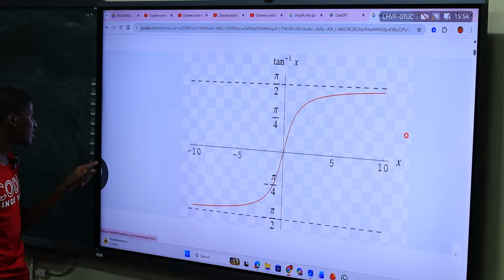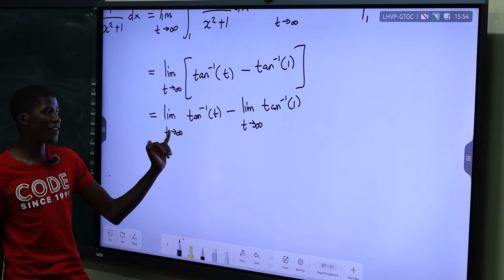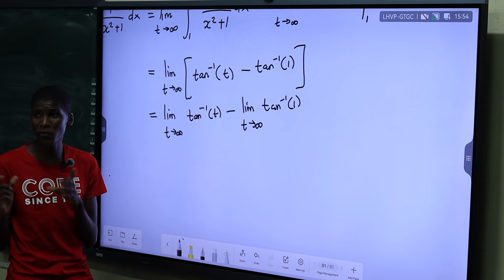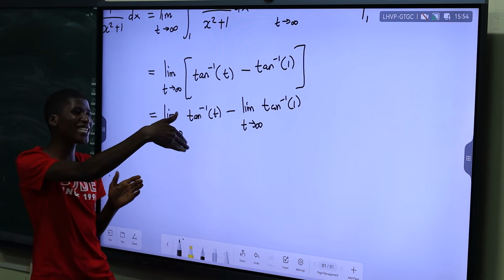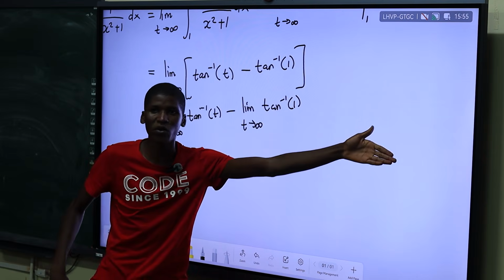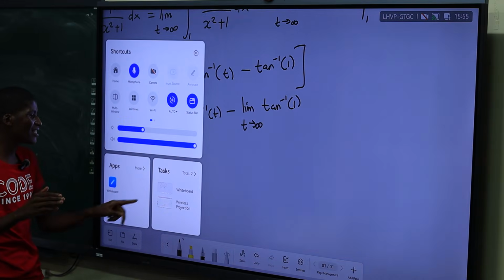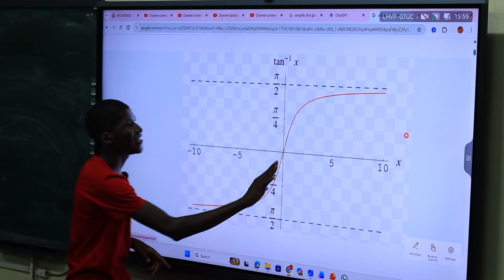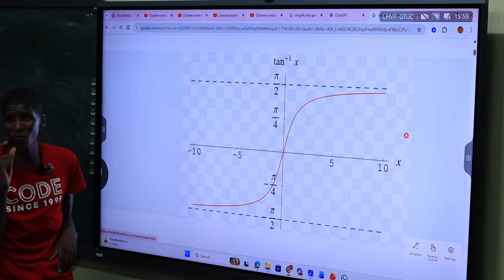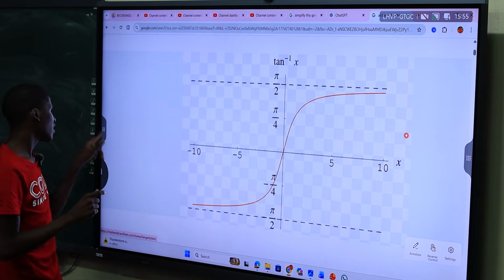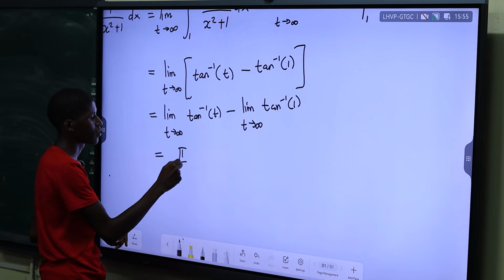So since we are having the limit as t approaches infinity, in this case our independent variable is t. As t becomes bigger and bigger and bigger, it means we are approaching greater values along the horizontal axis. We realize the function arctan of t is approaching pi over 2. But it will never get to pi over 2. It's an asymptote. So that limit is just going to give you pi over 2.